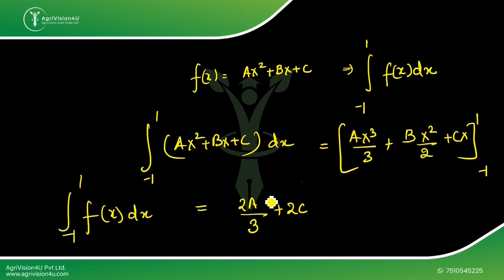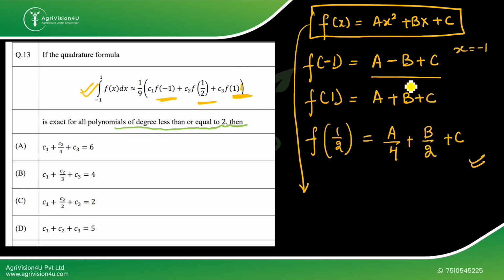Now what you have to do: this is the coefficient with respect to a, this is the coefficient with respect to c, and b doesn't have any coefficient. It means b's coefficient is 0 after we integrate f(x). So you have to equate both of them: the coefficients of the function that you got after the integration, and the coefficients that you got while putting in the values of x.